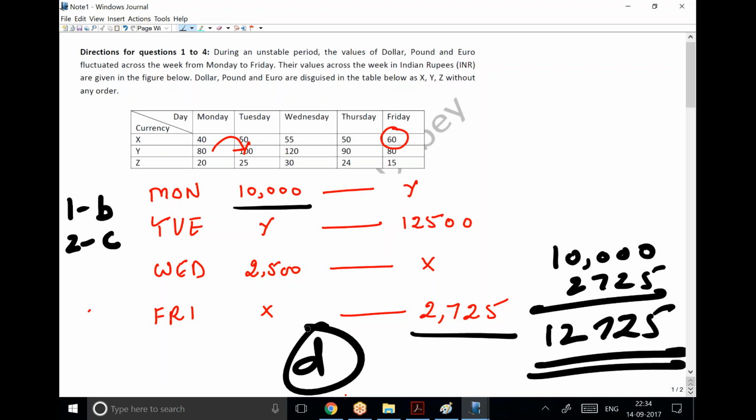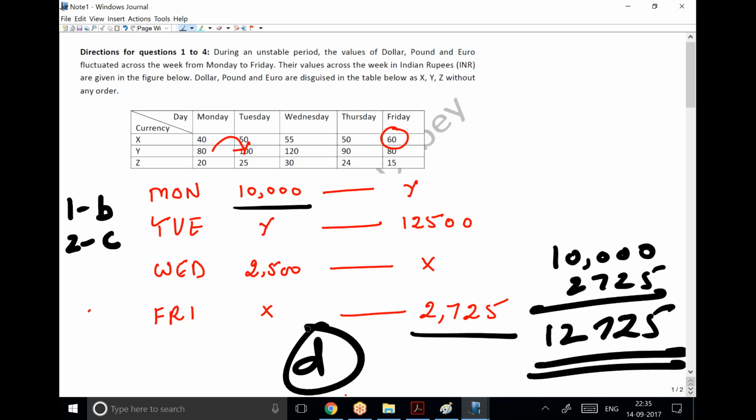So I hope you understood how you will be approaching this particular case. It's a good case. It is slightly time consuming, but question number 2 is actually more time consuming than questions 1, 3 and 4. I hope you understood these caselets. So let's move further and look at some other caselets also.